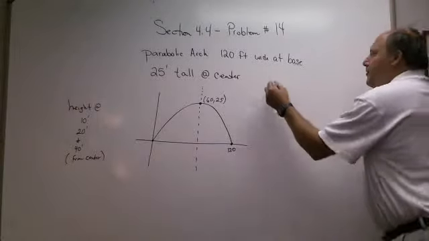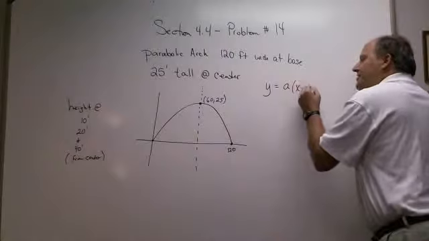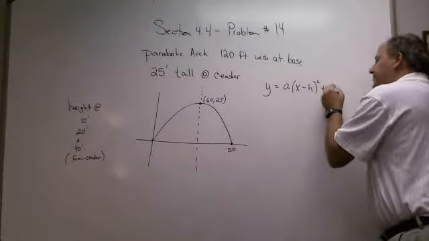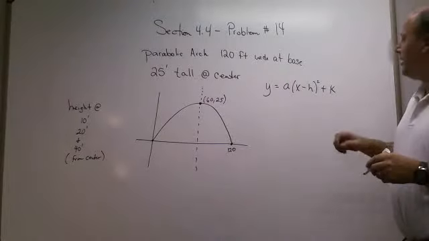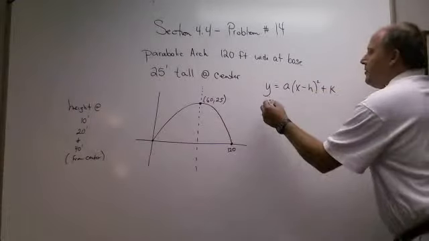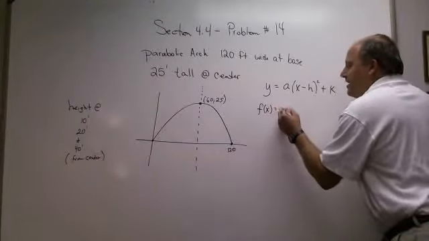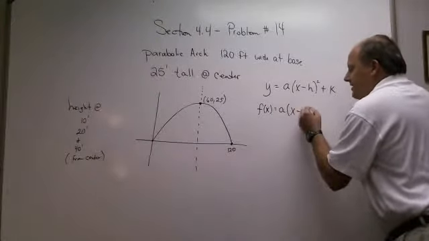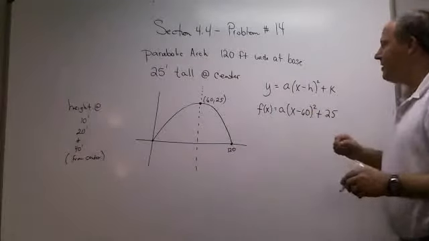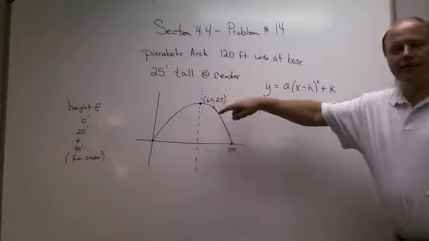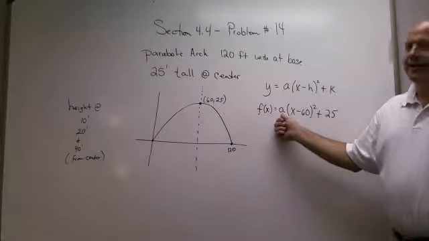Now, if you create the general quadratic function, a times (x minus h) squared plus k, actually that's the standard form, not the general form, and you plug the vertex in. Let's just call it f of x instead of y. f of x equals a times (x minus 60) squared plus 25. I do know that this parabola opens down, but I don't know what the a is. That's my problem; I'm going to have to figure out what that is.